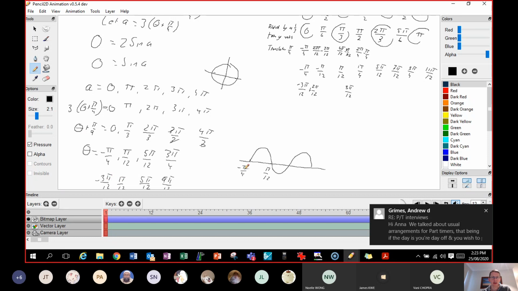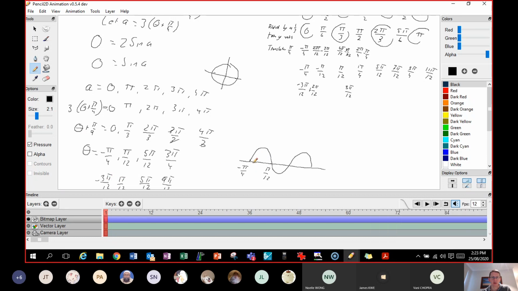So we know that the axis is going to be, if I split this up into quarters, 1, 2, 3, 4. I know that the axis will go through there, because that's minus 3 pi on 12, that's pi on 12. Then I know this point here is going to be, and I should write them as coordinates, 5 pi on 12. And then this point here is going to be 9 pi on 12.